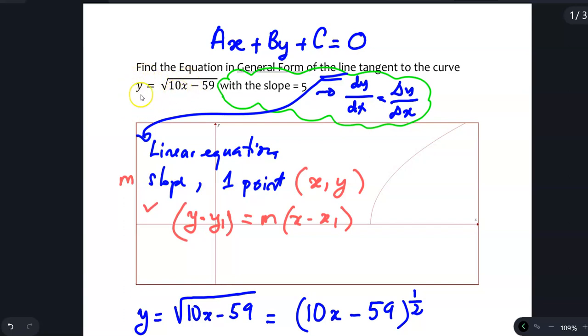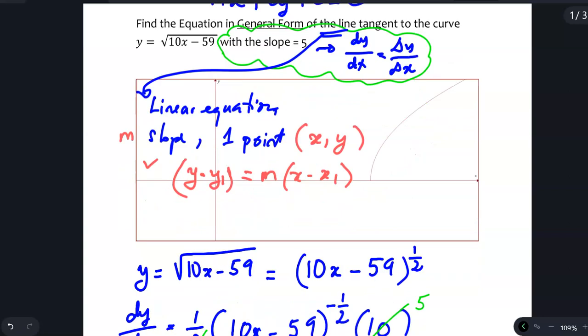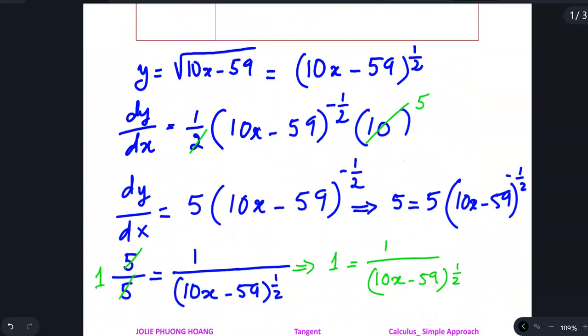So to find the derivative of this, I got dy over dx equal to this, and what I do is I substitute the value of the slope. The slope is equal to 5, right? So I substitute in here, and I reduce this to an equation with one unknown, and I'm going to solve for this.